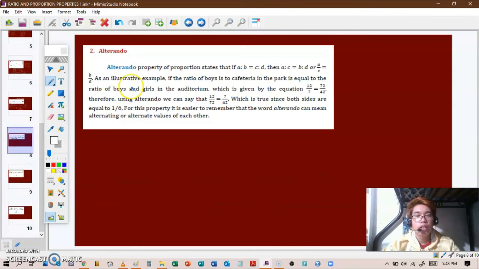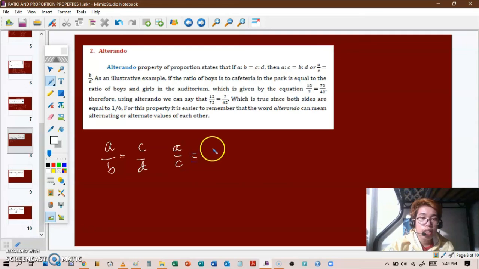Okay, and then we have the Alterando. The Alterando property of proportion states that if A is to B is equal to C is to D, then A is to C is equal to B is to D. Okay, so let's write that in fraction form. You have here A over B is equal to C over D. Therefore, A over C is equal to B over D. So the numerators and the denominators. Try to think of the word alternate, or Alterando. We're just using the alternate parts for this one.